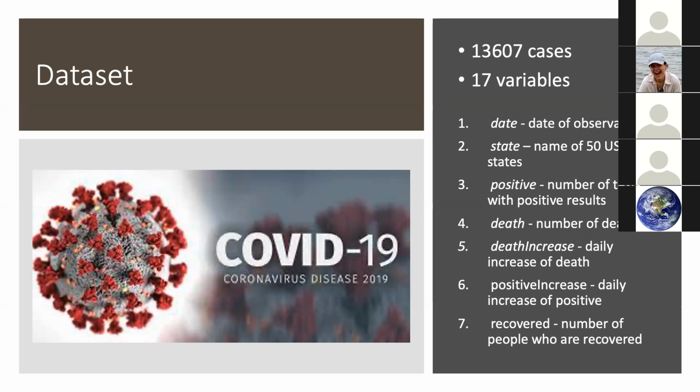The all-state history dataset has 13,607 cases and 17 variables in total. Each case represents a set of observation data about COVID-19 virus epidemic in a US state in one certain day. At the time of writing this report, the data have been updated to October 31st, 2020. The variables that will be utilized in this report and their meanings are shown here.